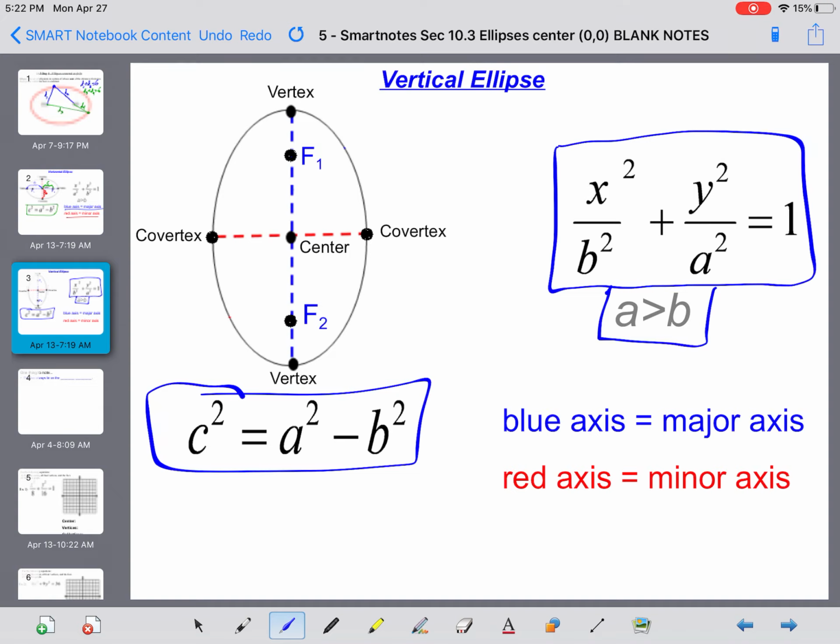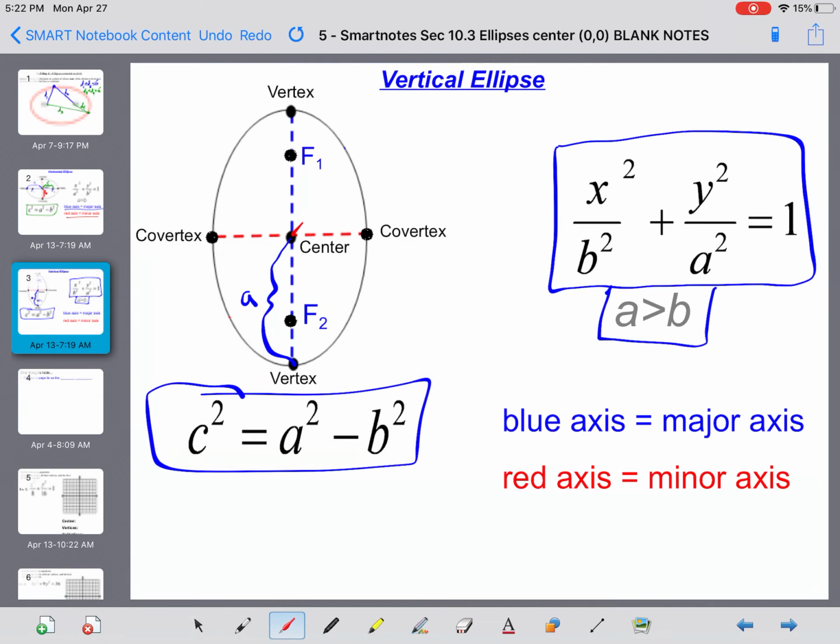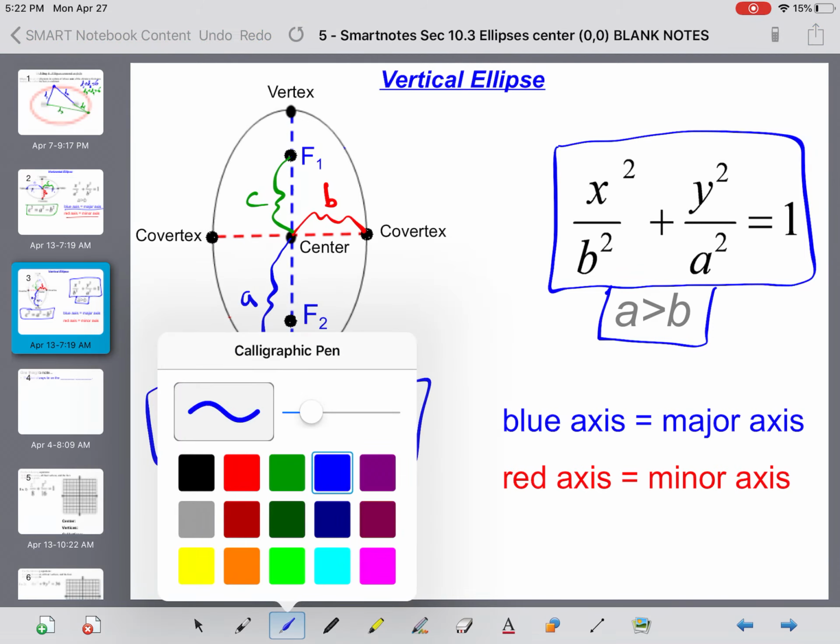The a value does the same thing. The a value takes you from the center to the vertex. This time it goes up and down. The b value takes you from the center to the covertex. This time it goes left and right. The c value takes you from the center to the focus. This time it goes up and down.